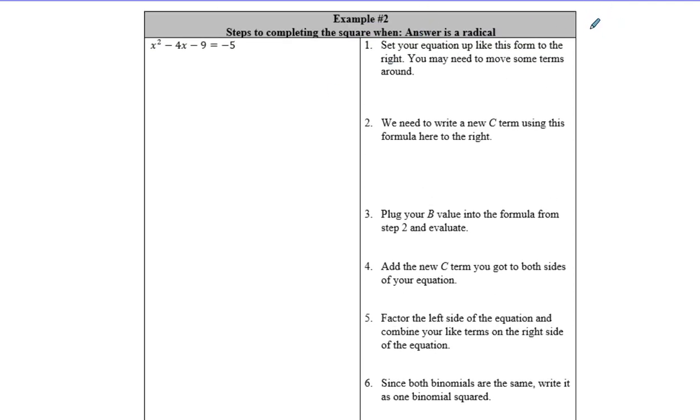Remember, we want our form to look like this. We want our ax squared plus bx, and we want our c term to the right. So if you look at our example, we do have a value on the right, and we have a c term here. We just want to simply move that over. So the opposite of a negative 9 is a positive 9. We're going to add that to both sides, and we get x squared minus 4x.